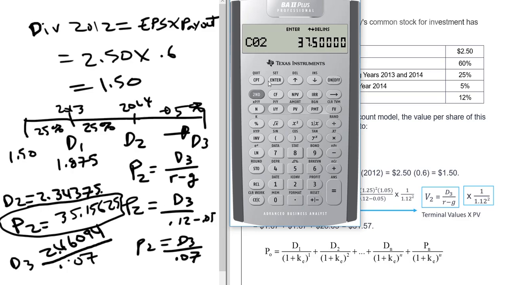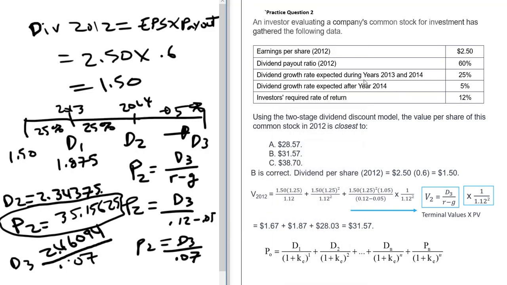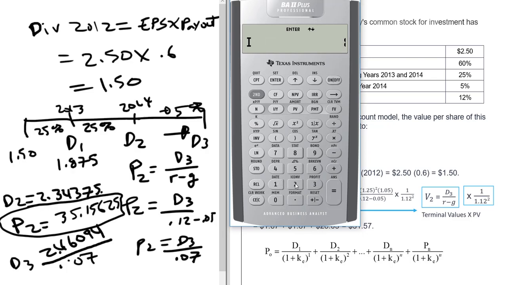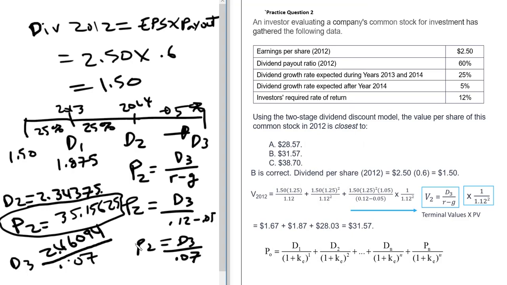We hit enter, arrow down, frequency of 1. Hit NPV. The discount rate we're going to use is 12%, the investor's required rate of return. So we hit 12, enter, arrow down, NPV. We hit compute, and we get 31.56888. So 31.57. The correct answer is B.